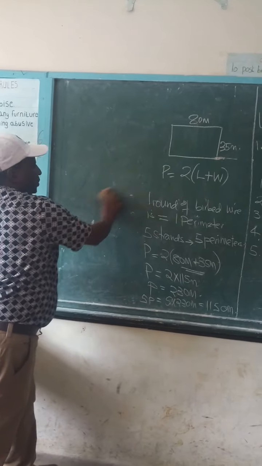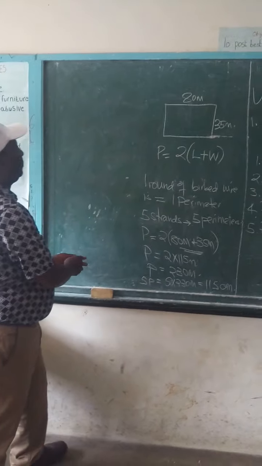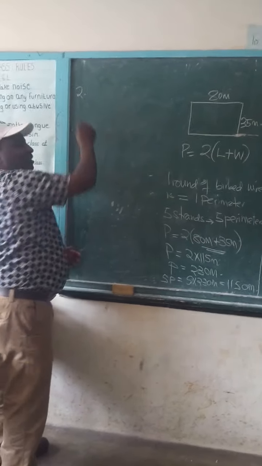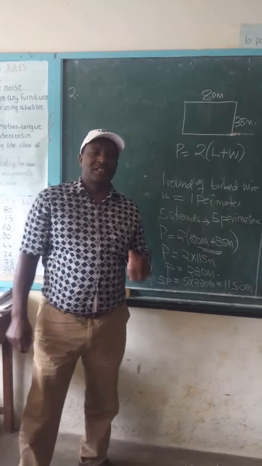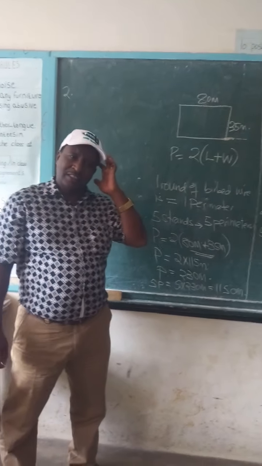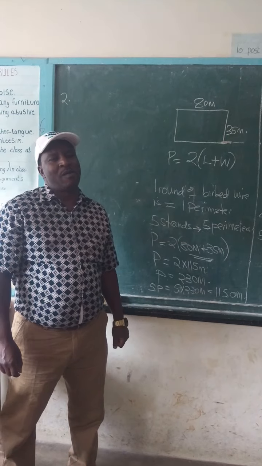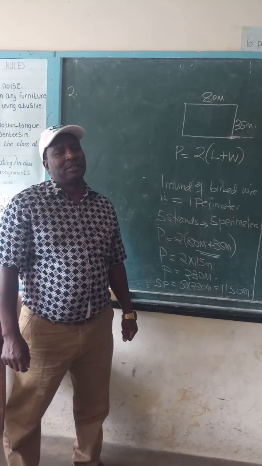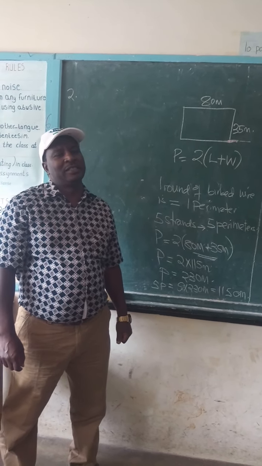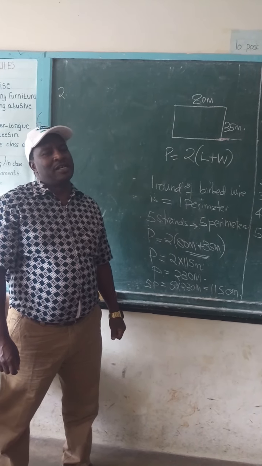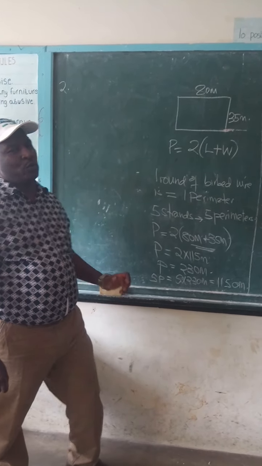Moving on to second example. But sir, yes, question. Suppose I don't follow that formula, but I say perimeter is equal to length plus width plus length plus width. Then I get the answer. Will I be wrong or must I follow that formula?